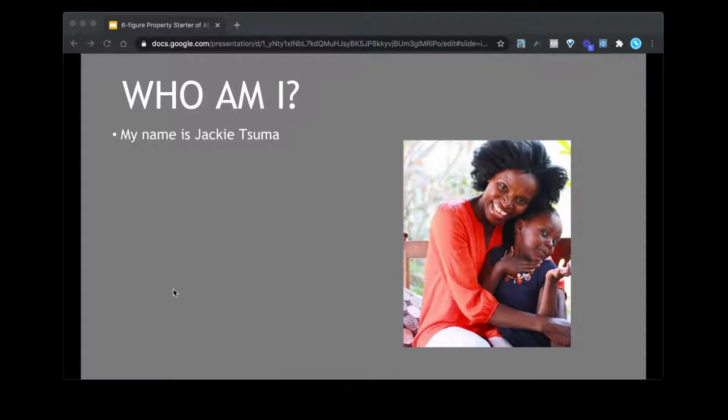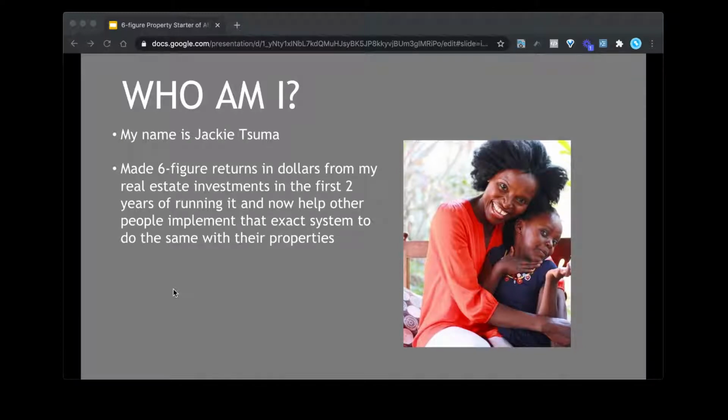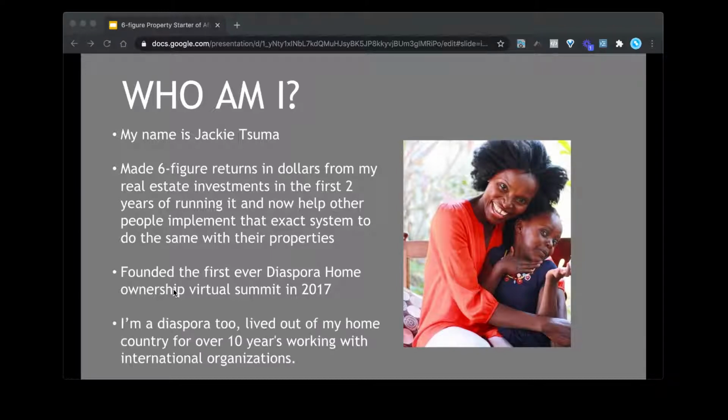My name is Jackie Tsuma, and I make six-figure returns in dollars from my real estate investments in the first 2 years of running them, and now help people implement the exact system to do the same with their properties. I founded the first ever diaspora homeownership virtual summit back in 2017, and I'm a diaspora too, an expatriate, and I've lived out of my home country for over 10 years. Actually, by now it's more like 17 years, working with international organizations, okay?